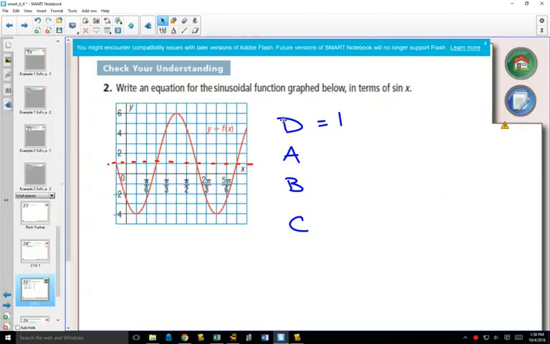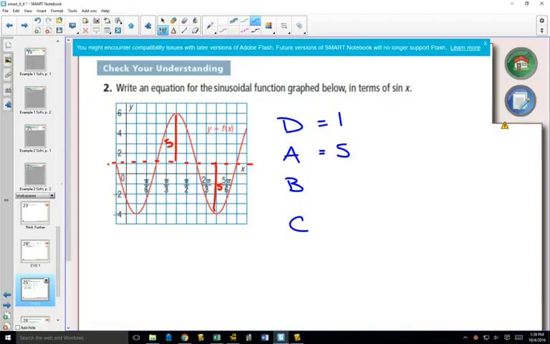Once you've got your center line, it should be the same distance to the maximum as it is to the minimum. So when I go from this center line at 1 to my maximum, can you see that this distance from here to here is 5? And if I went from my center line down to my minimum, that distance is also 5. So we know that we've got our center line correct. What is that distance called? That's our amplitude. So we know that our A value is 5.